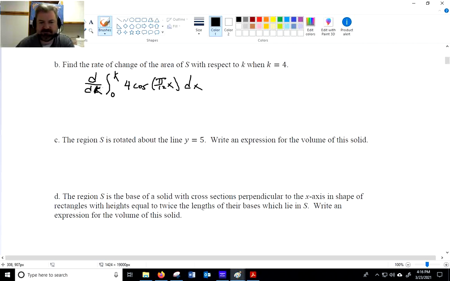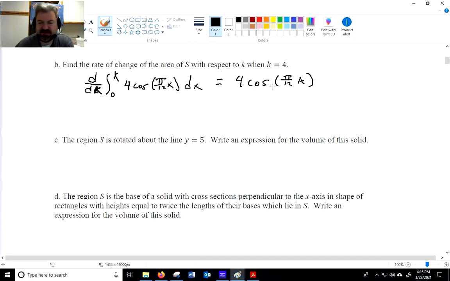Well, you might recognize this as the fundamental theorem of calculus, the second part that we learned. You can tell that it's the fundamental theorem of calculus because this is dk, and they were integrating from 0 to k. All it does is change this variable x into k. See, we're integrating, and then we're taking the derivative. So this becomes 4 cosine of pi over 12k. Then it says when k is equal to 4.